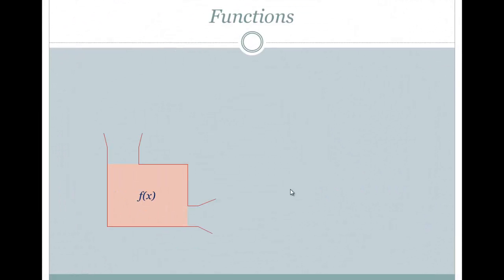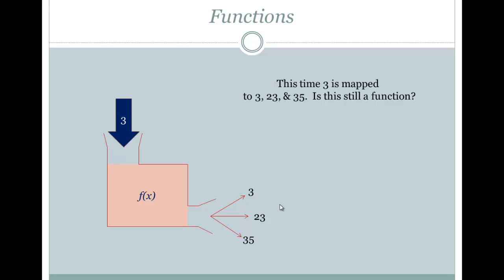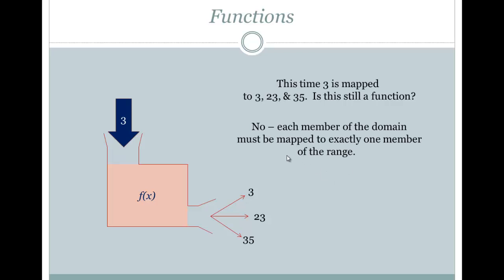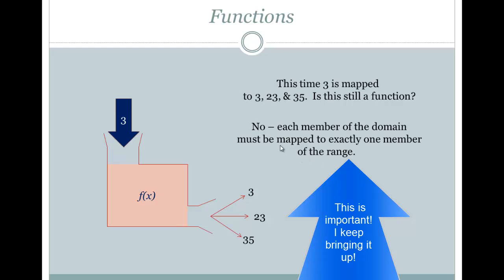Let's look at another one. See what happens here. If I plug in 5, I don't know what my function is here. Let's see what happens. If I plug in 5, I get 27. Okay, no problem. If I plug in 3, all of a sudden it's spitting out 3 things at me. 3, 23, and 35. This time 3 is mapped to these different values. Is this still a function? The answer here is no. And that's because each member of the domain must be mapped to exactly one member of the range. This is key, fellas. Make sure you understand that.